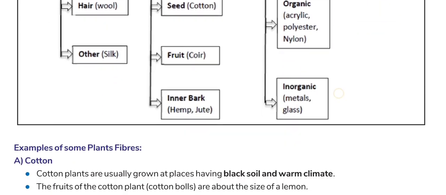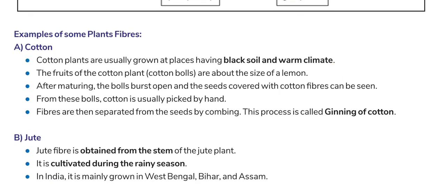A. Cotton. Cotton plants are usually grown at places having black soil and a warm climate. The fruits of the cotton plant, cotton bolls, are about the size of a lemon. After maturing, the bolls burst open and the seeds covered with cotton fibers can be seen. From these bolls, cotton is usually picked by hand. Fibers are then separated from the seeds by combing. This process is called ginning of cotton.